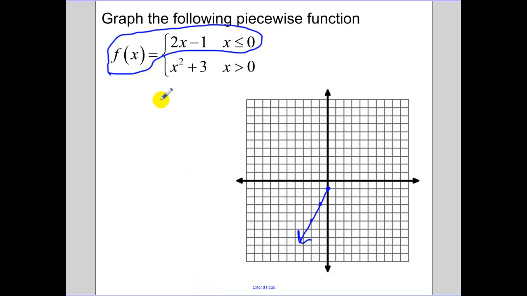Now the other function is a parabola shifted up 3. And that's for x greater than 0. So at positive 3, I'm going to have an open hole. Then plug in 1. You should get 4. Plug in 2. You should get 7.